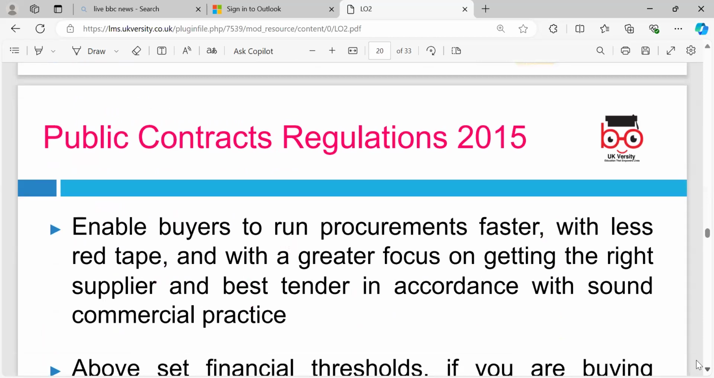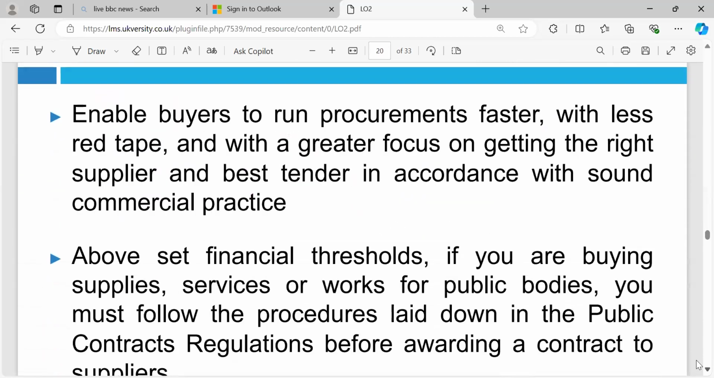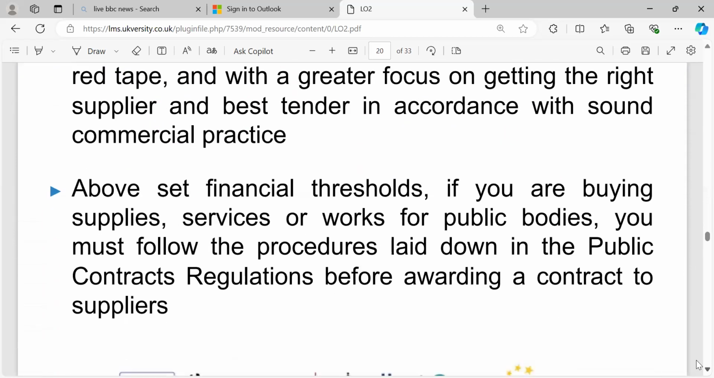The Public Contract Regulations enable buyers to run procurement faster with less red tape, with greater focus on the right supplier and better tenders, according to sound commercial practices. That is key, because using the money efficiently and effectively is quite crucial.